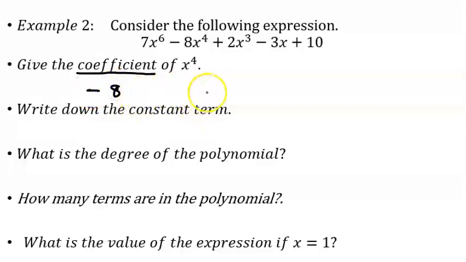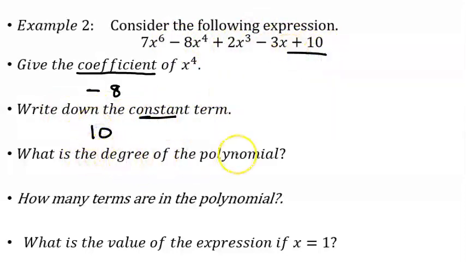Now, I just started the question, but what you should have done is pause the video at this point, try to answer the questions, and then come back and check whether the answers match your answers. You can also try that with the question before, if you haven't seen the solutions already. Okay, let's continue. Write down the constant term. The constant term will be, remember, a term that's not attached to a variable, so that will be positive 10.